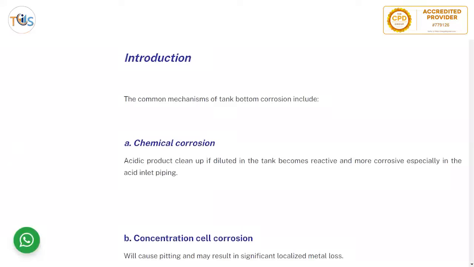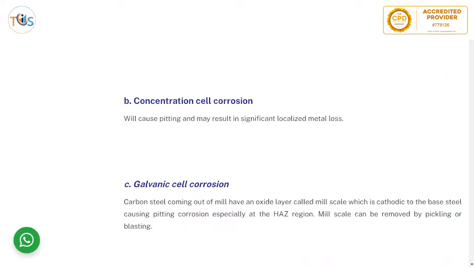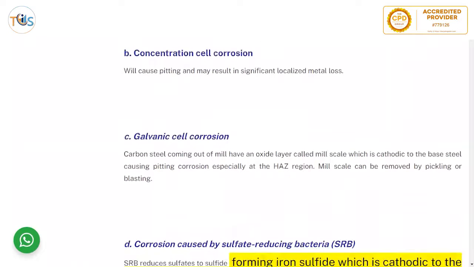The common mechanisms of tank bottom corrosion include chemical corrosion, where acidic product cleanup, if diluted in the tanks, becomes reactive and more corrosive, especially in the acid inlet piping. Concentration cell corrosion will cause pitting and may result in significant localized metal loss.